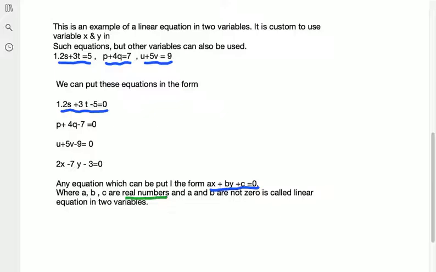But in this, we have to remember that any equation of the form ax plus by plus c equal to 0 is called a linear equation in two variables, where a and b are real numbers and they are not zeros.